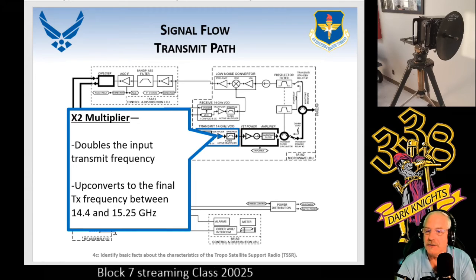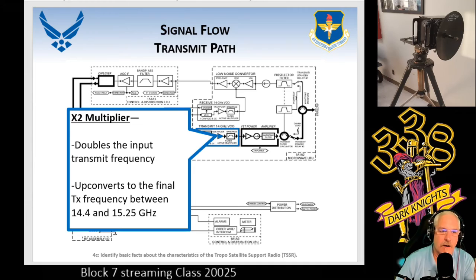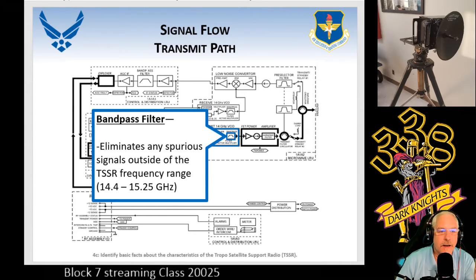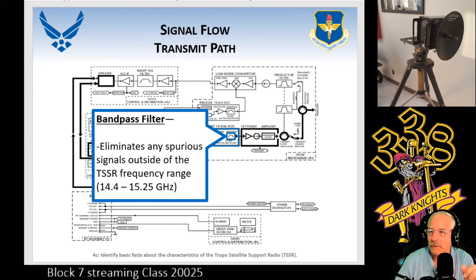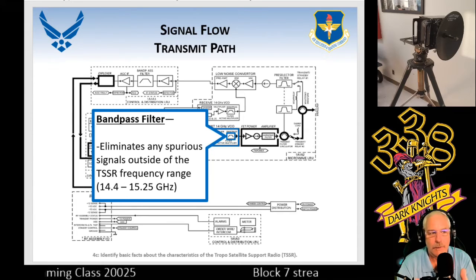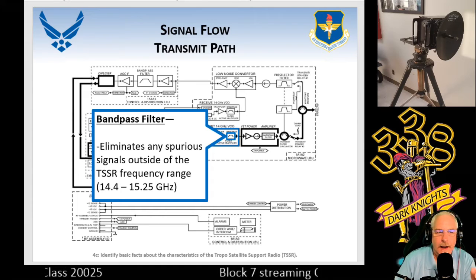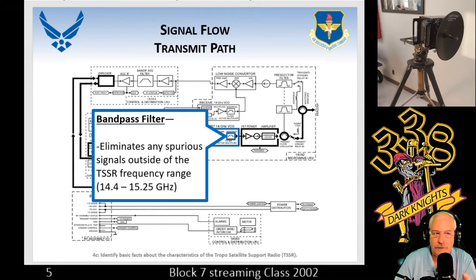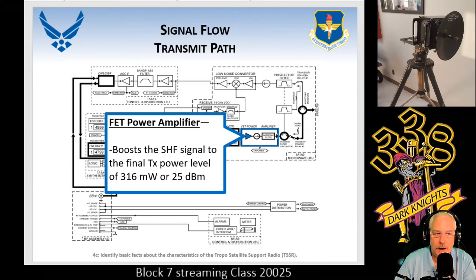So it amplifies it enough to where it can see the second harmonic, and then it hits this bandpass filter. Well, the bandpass filter is centered between the 14.4 to 15.25, and we're going to weed out all the other frequencies. Oh gee, so now we've gone from modulate to IF to RF. Our next step is to amplify.